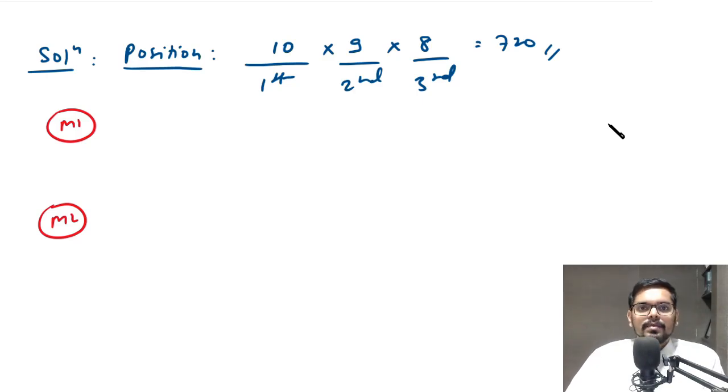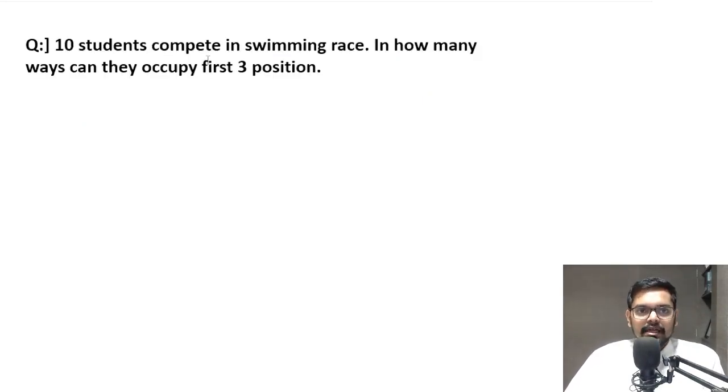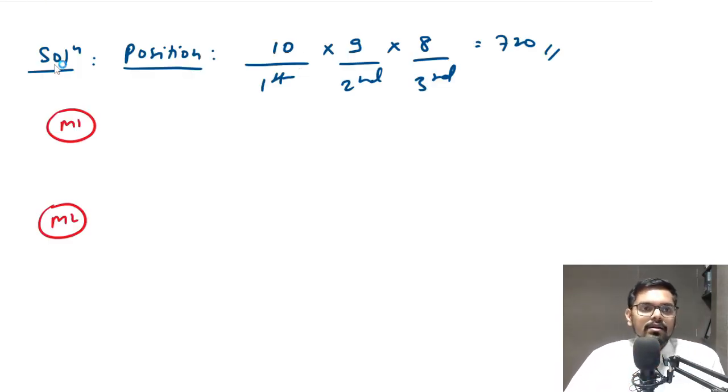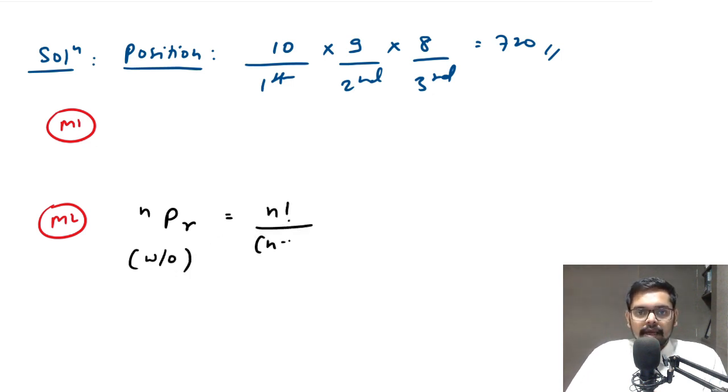In the permutation, you know that here 10 students compete in a swimming race. In how many ways can they occupy the first 3 positions? So arrangement matters, right? First position, second. So if arrangement matters, then you are going to say order matters. Here order matters, first, second, third. So permutation would be used. And since one student can get one position only, it is a without repetition question. So we are going to use n factorial by n minus r factorial.